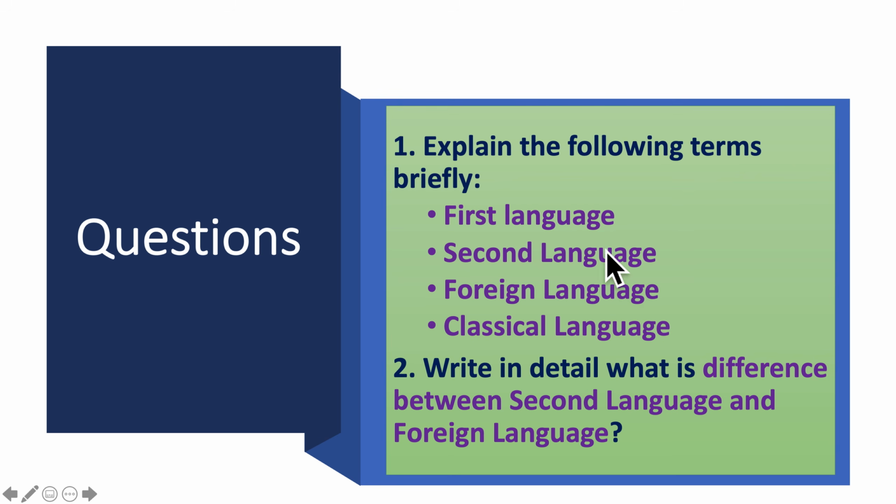Now it's time for questions. Explain the following terms briefly: first language, second language, foreign language, classical language. When I ask questions about explain briefly, try to make your answer as short as possible. Question number 2. Write in detail what is difference between second language and foreign language. And when the question is about writing in detail, write all the points relevant to the question.